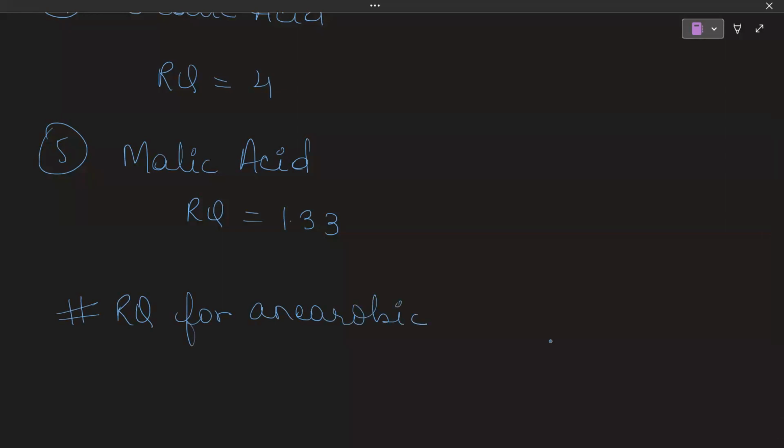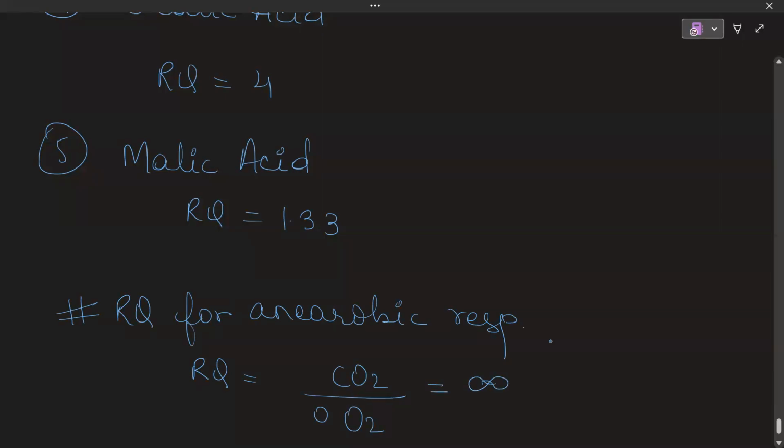There will be no O2. So if we try to find out the RQ, let's say any value of CO2 is there, divided by 0 of O2, and anything that is divided by 0 becomes infinity, right? The RQ value for the anaerobic process will be infinite.